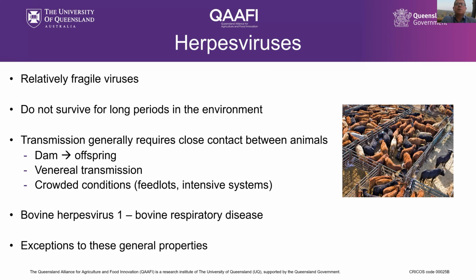But as a consequence of this poor environmental stability, transmission generally requires very close contact between animals for it to occur. So between the mother and her offspring, venereal transmission is quite common for the herpes viruses, as are crowded conditions, so things like feedlots and other intensive production systems. And another virus that my group works on, which is bovine herpes virus, which many of you will have heard me talk about in the past, is intricately involved in bovine respiratory disease of feedlot cattle. That's for another day. But there are exceptions to these generalized properties, and Marek's disease is probably one of those big exceptions.